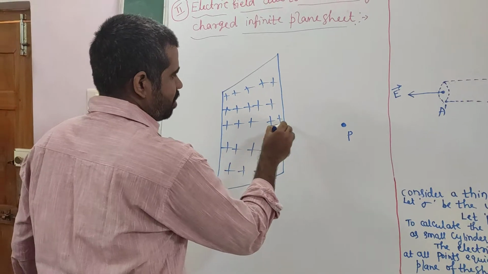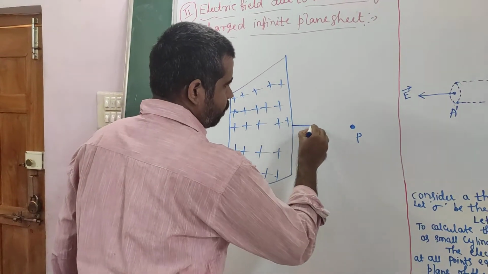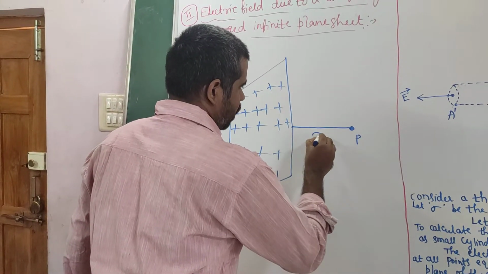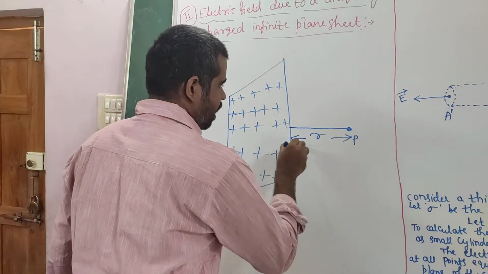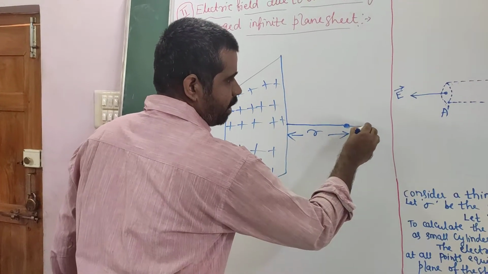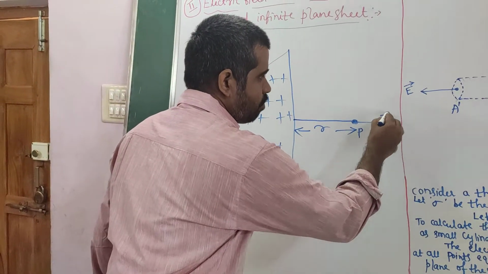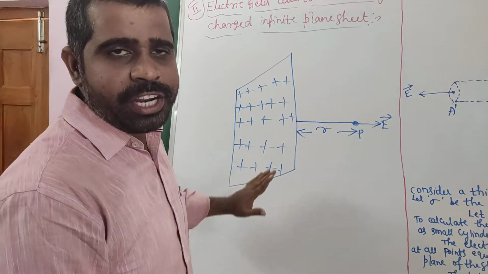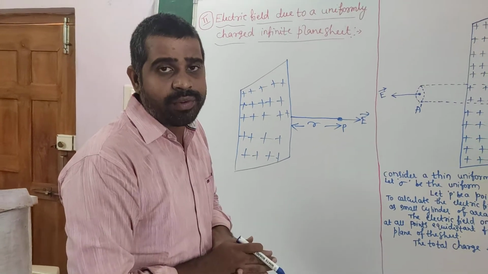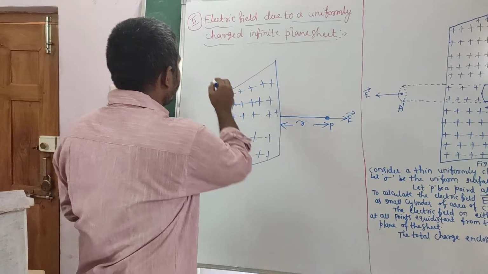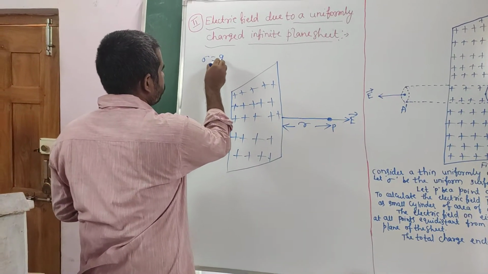From this, how much is the distance here to here? R. यहाँ से यहाँ तक कितना distance है? R. What will be the direction of electric field? Radially outward. Why is it radially outward? Because positive charges are distributed. Continuous charge distribution. That's why we are applying here sigma is equal to Q divided by A.